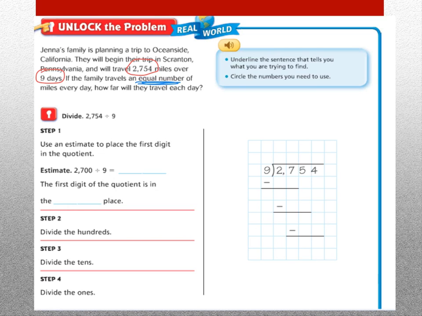I remember from the last chapter that equal was a signal word for dividing. So that's going to help me know that I'm dividing in this problem. First, I need to estimate to place the first digit of the quotient. They've showed me here that 27 divided by 9, remember basic facts, is 3. Bring those 2 zeros over. 300 is my estimate, meaning the first digit of my quotient is going to be in the hundreds place.